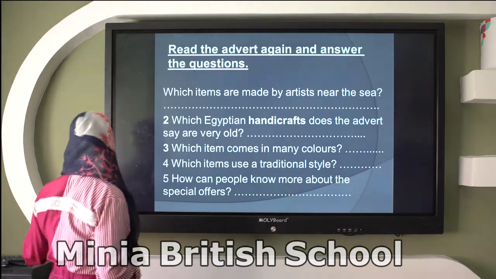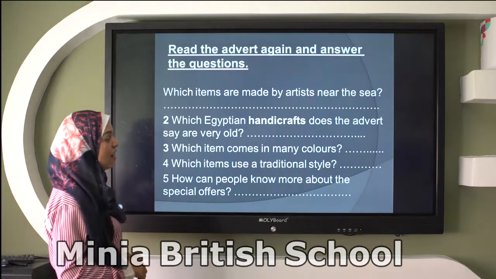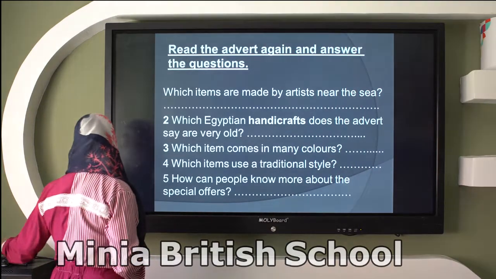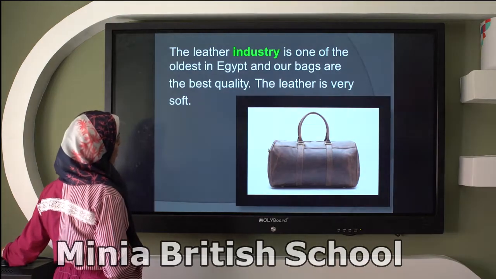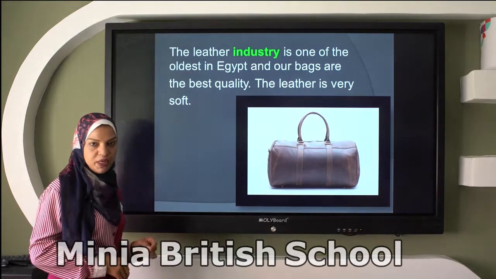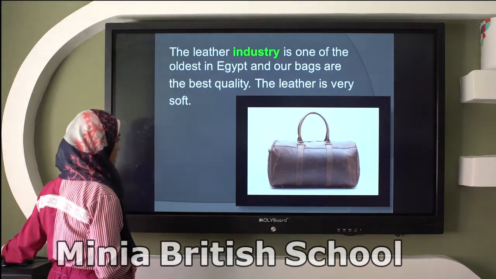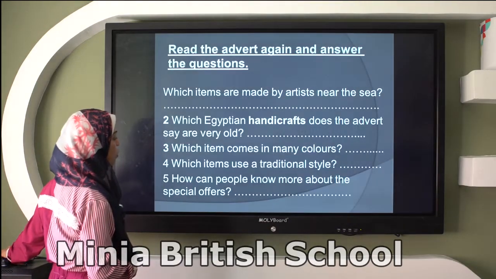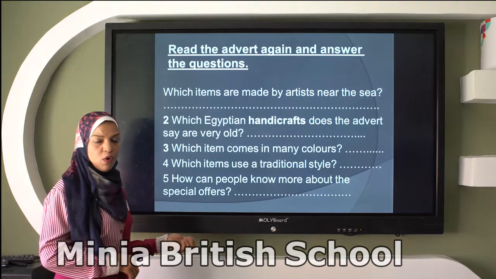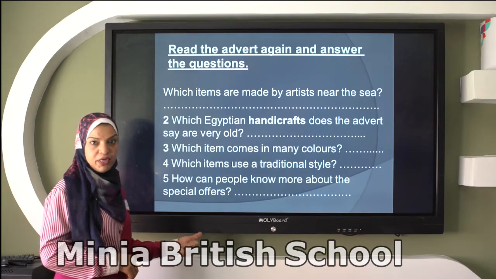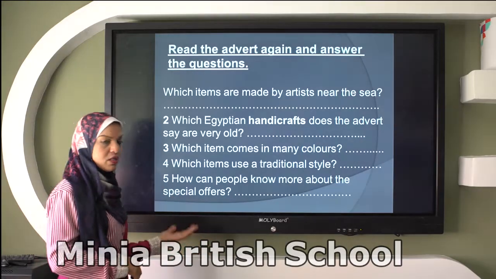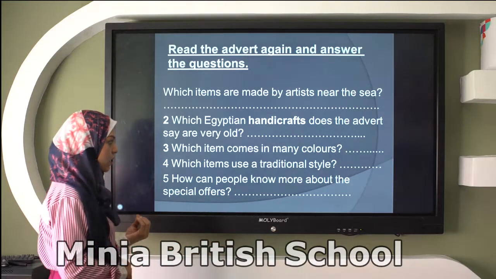Yes, that's definitely right. Which Egyptian handicrafts does the advert say are very old? The one thing that they say is very old. Let's go back. That's right. It's the leather industry. The leather industry is considered to be one of the oldest Egyptian industries in our history. Now moving to which item comes in many colors. Actually, we have two items that come in many colors. One of them is the pottery, and the other is the carpets. So if you said the carpets and the pottery, or the pots and the carpets, this answer is quite correct.